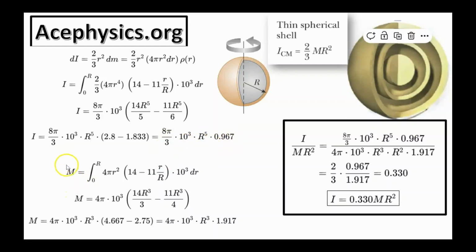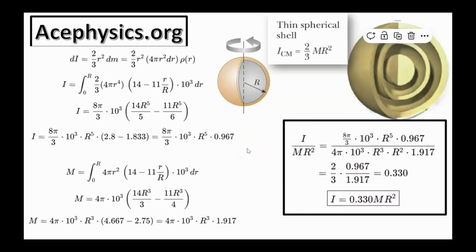We also need to calculate the mass of the Earth using the density function provided. To do this, we calculate the mass of each one of these individual spherical shells and sum them all up. And that's the integral from 0 to R of rho dV. This is rho, and dV is 4 pi r squared dr. This is another easy integral to compute, and we find that mass is equal to 4 pi times 10 to the third R cubed times 1.97.